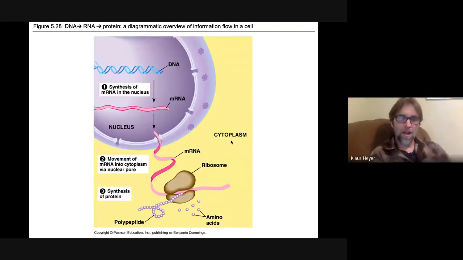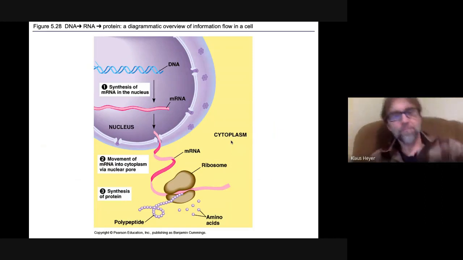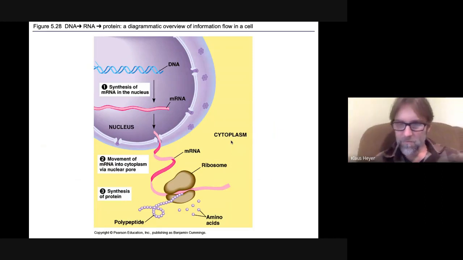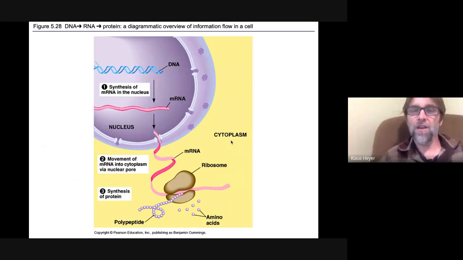And now we're on nucleic acids. For nucleic acids, at least for right now, we're just going to talk about DNA and RNA. There is a whole chapter on this, so I'm just giving you a quick overview of DNA and RNA.